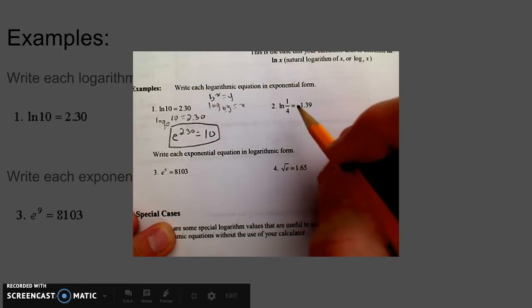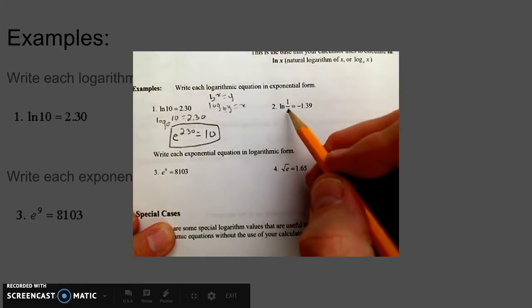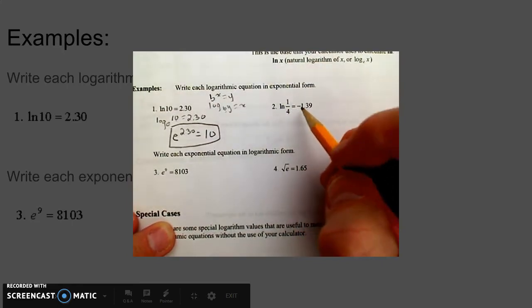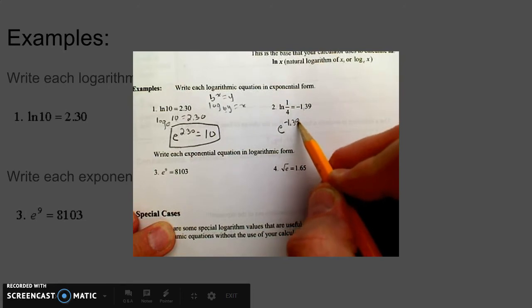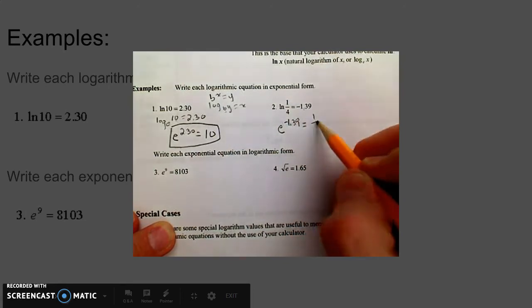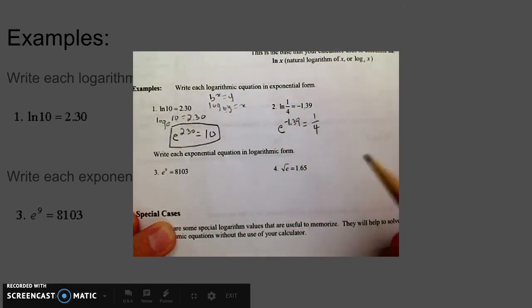Similarly, ln of 1/4 equals negative 1.39. The log is the exponent. So a natural log has a base of e, our exponent is negative 1.39, and that's going to be equal to 1/4. And you can check these on your calculator.